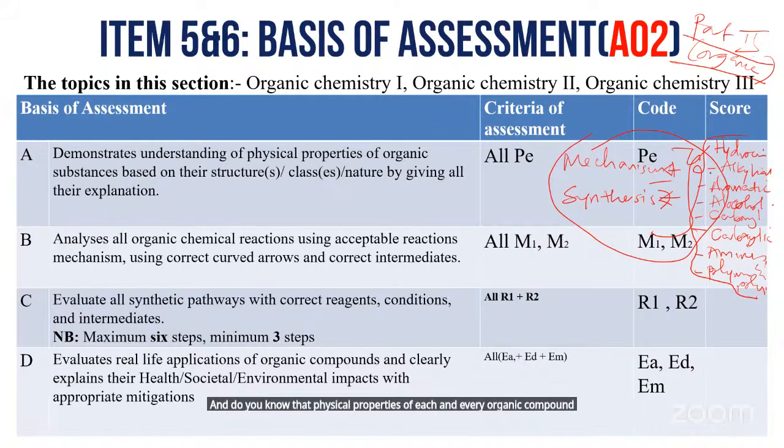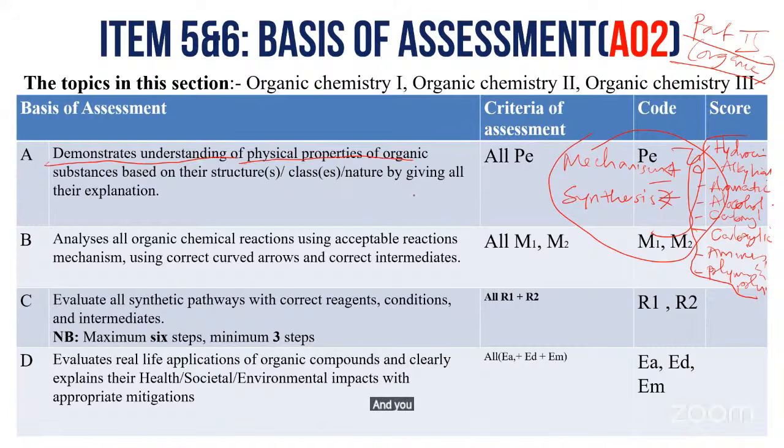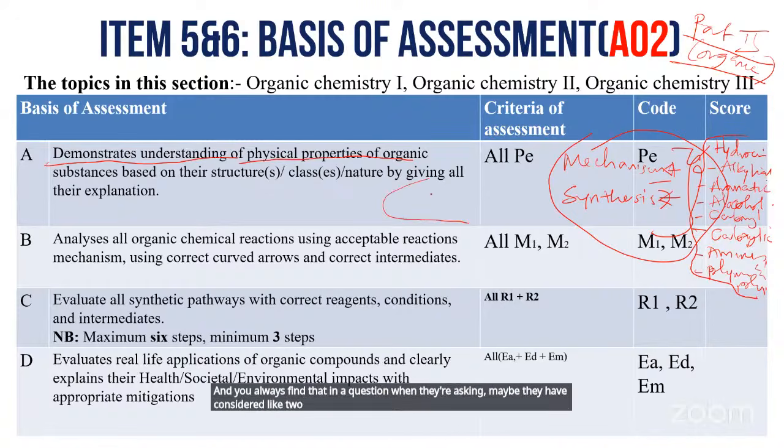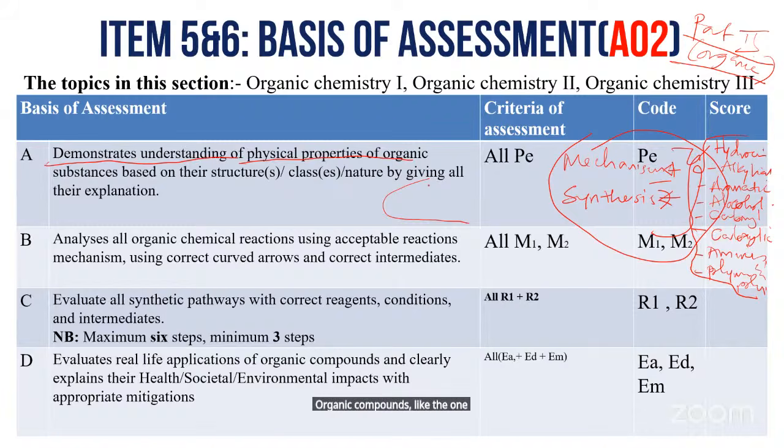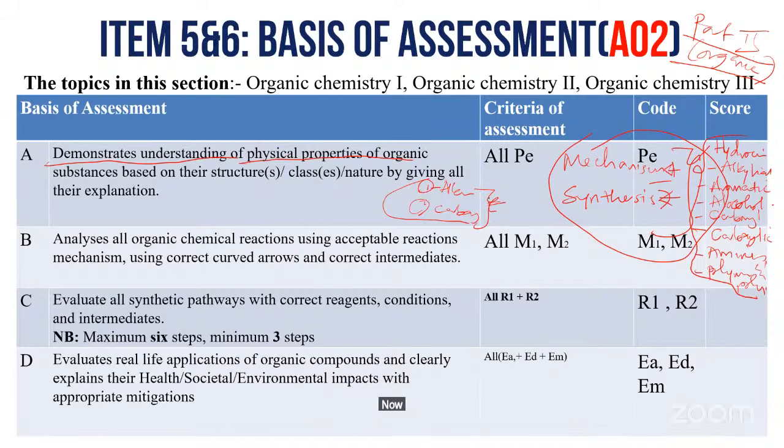Why? Because the first response we're looking out for, the basis of assessment in this area, number one, a learner should be able to demonstrate understanding of the physical properties. And you'll always find that in a question, maybe they have considered like 2 organic compounds. Like the one I've given out, it is also covering 2 organic compounds. One is under alkenes, another one is under carboxylic acids. Are you seeing that? Now, the question we are looking out for, number one, was looking at the physical properties.